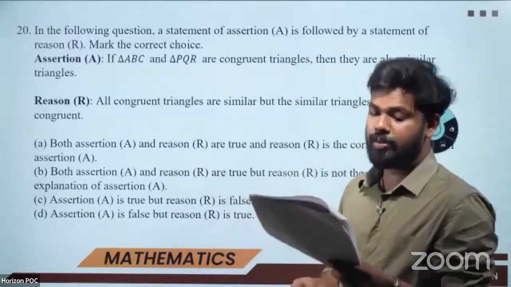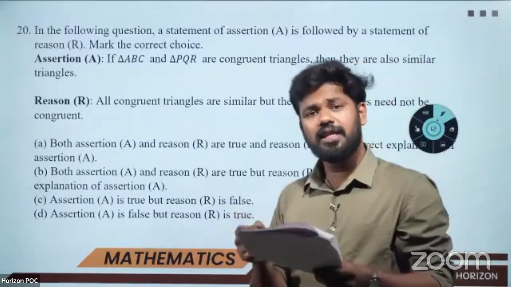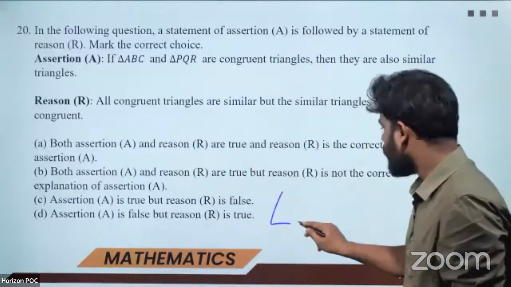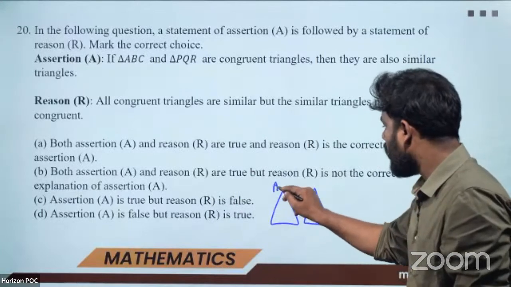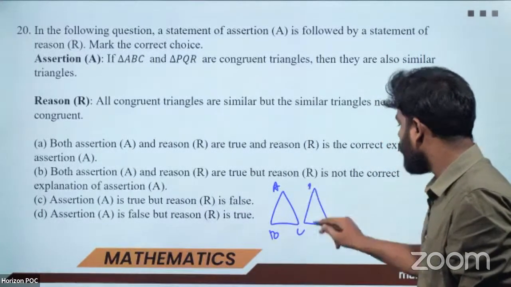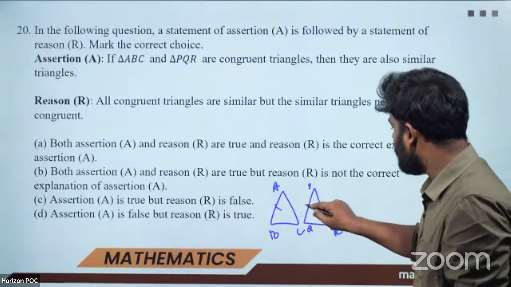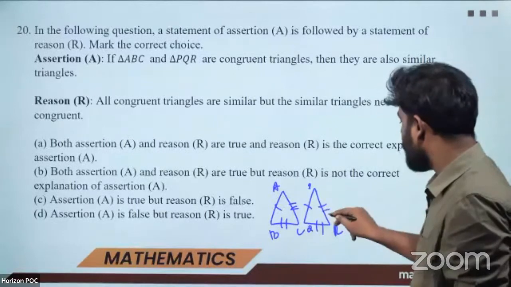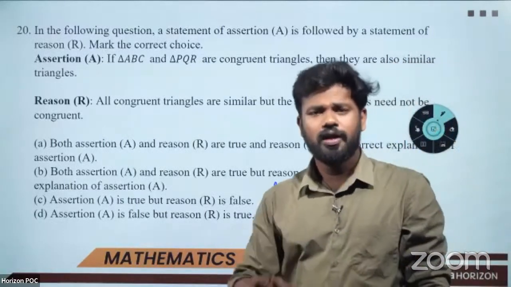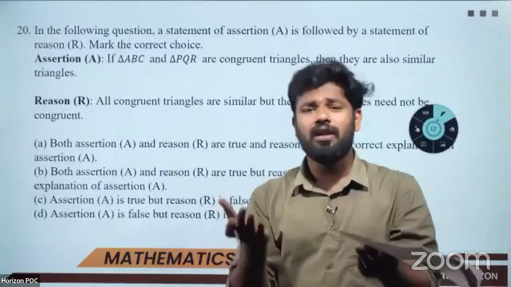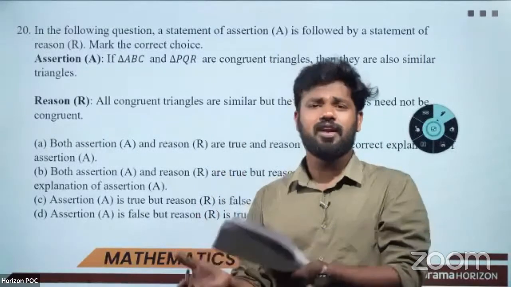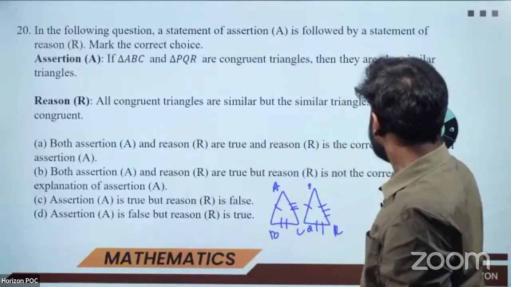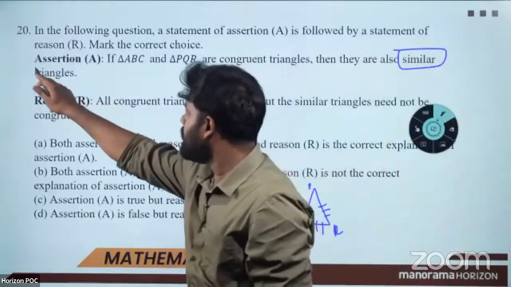So what is the first part? The assertion is ABC and PQR are congruent. They're asking whether they are similar triangles. They're giving us a statement that they are similar triangles. Yes, that is true. If we have two congruent triangles, all the sides are equal, right? So for ABC and PQR, AB will be equal to PQ, BC will be equal to QR, AC will be equal to PR, and all the angles will be equal. So if we have two exactly equal triangles which are congruent, the triangles will definitely be similar triangles.